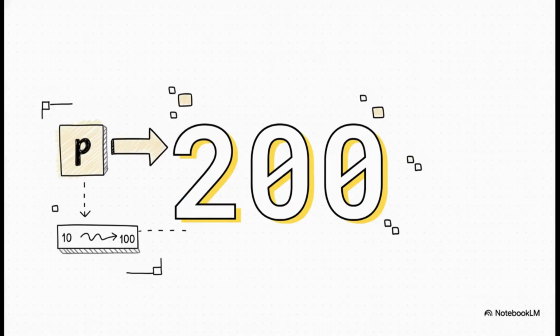But wait, there's one final twist to consider here. What happens if we run the code &p? The output isn't 100, and it definitely isn't 10. It's 200. But why? Well, because p, despite being a fancy special pointer, is technically still a variable itself. And because it's a variable, it requires its own unique physical space in the computer's memory to exist. So, when we use the address-of operator on the pointer itself, we get a brand new memory location, like 200.